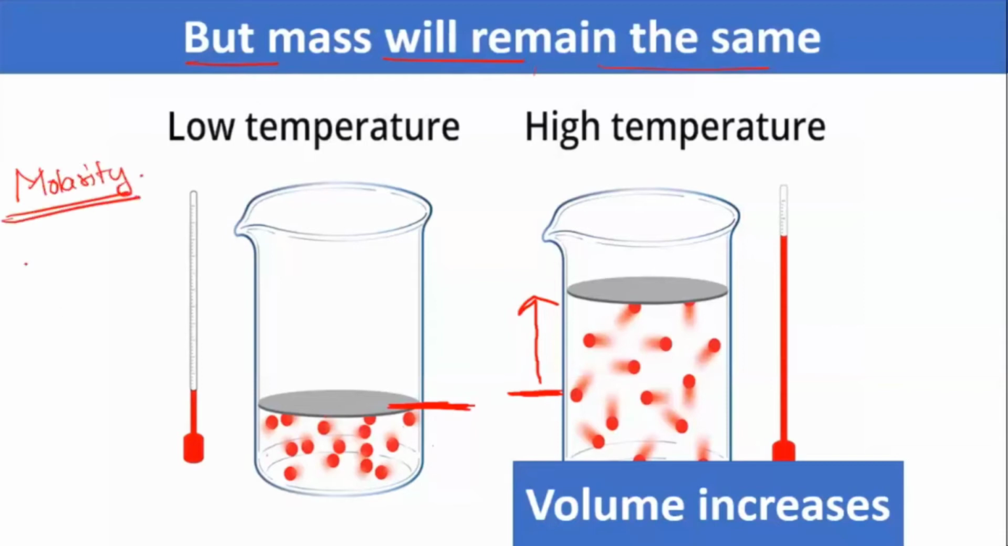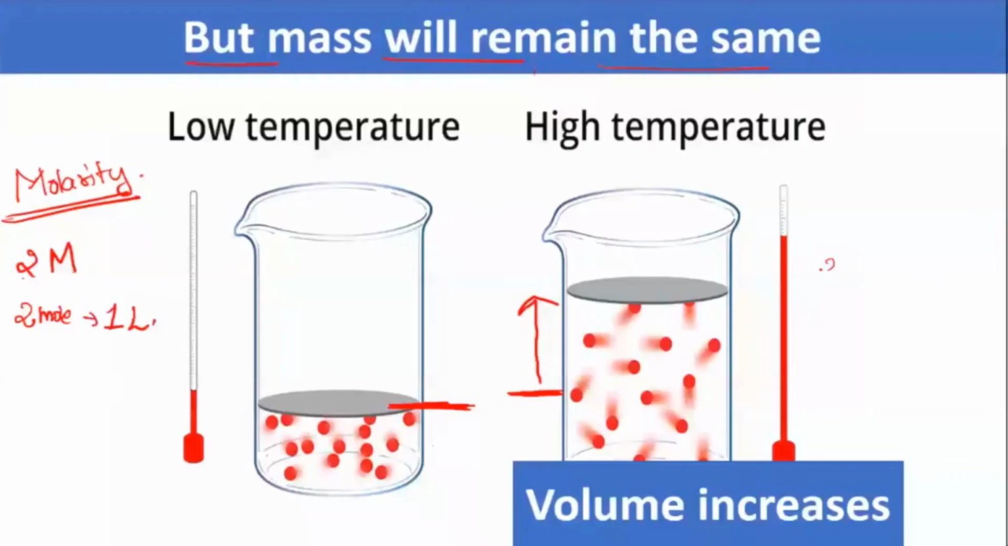If I talk about a 2 molar solution, imagine this particular solution is prepared at one particular temperature, at a cold climate. That means 2 moles are dissolved in 1 liter of the solution. And then on a warm day, if the same solution is prepared, like we have prepared the 2 molar solution, so 2 moles dissolved in 1 liter.